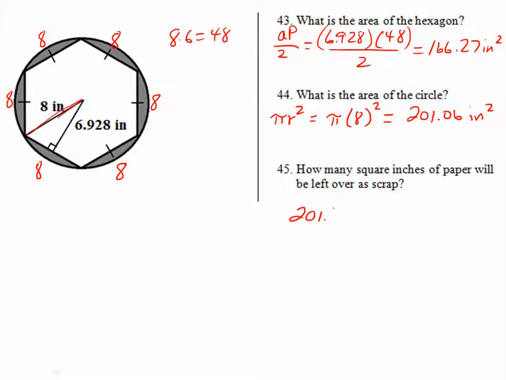So I'd take my 201.06 because my circle is bigger. And I'd subtract the 166.27. And I'm left with 34.79 inches squared. That's what's left over.